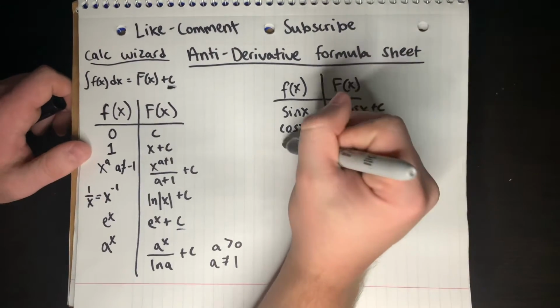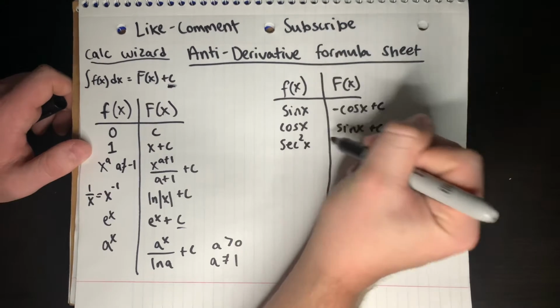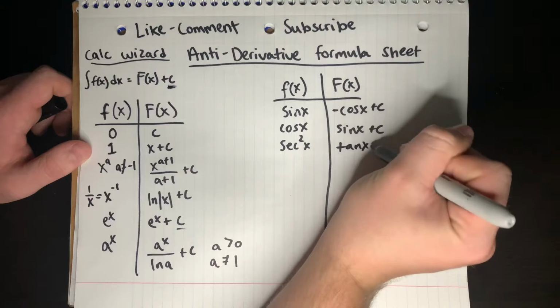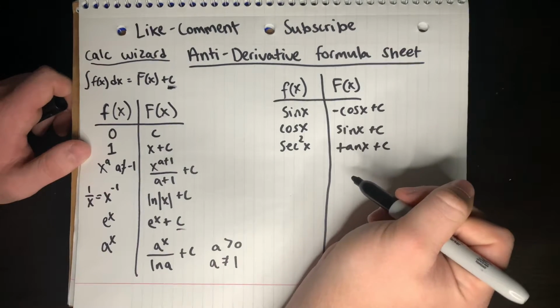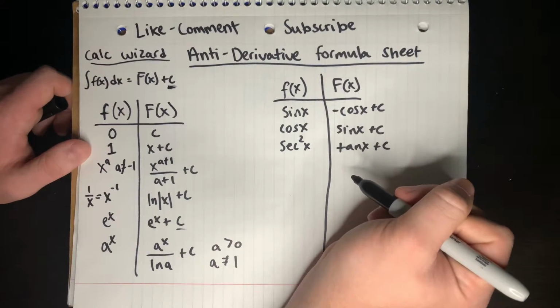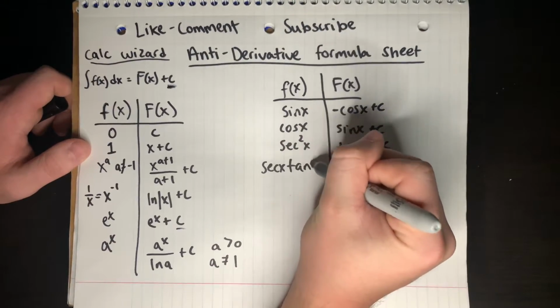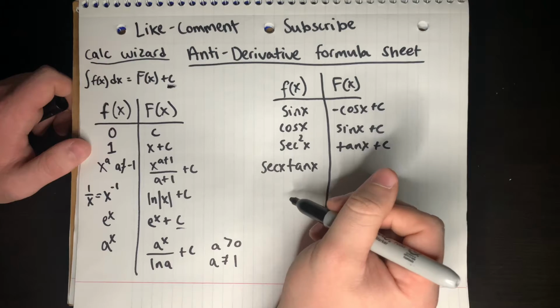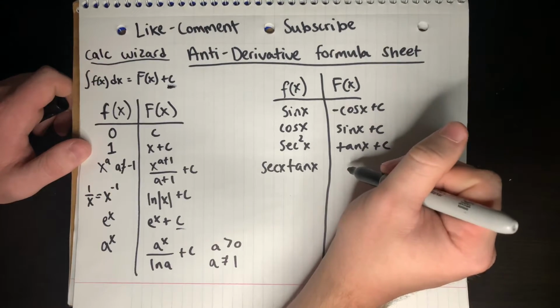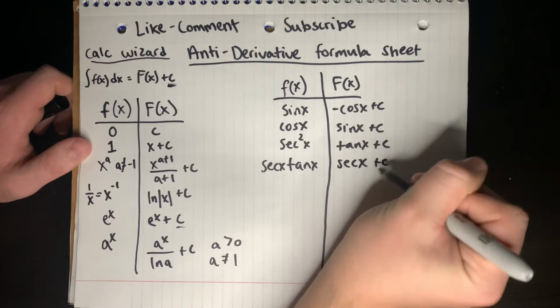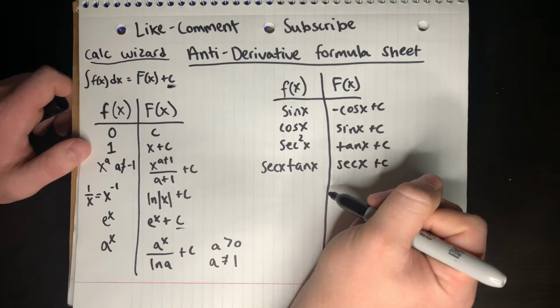Next, we're going to get into our secant squared x, and its antiderivative is going to be tangent x plus our constant c value that we love so much. And now we're going to do a fun one. We're going to go to the beach and get a sexy tan, and we're going to find that its antiderivative is going to be secant of x plus our constant c value.